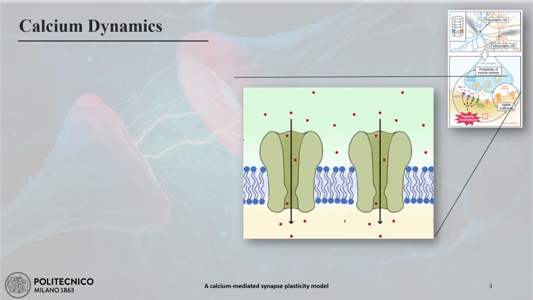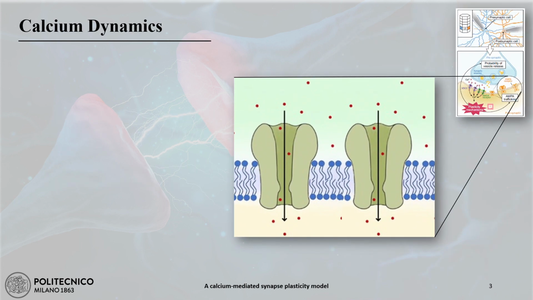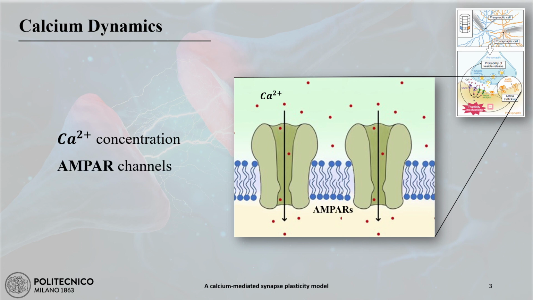As just told, the calcium dynamics is at the base of the model. More specifically, we address two main elements, the calcium concentration and the conductance of the AMPA synaptic channels, which will determine the final weights of the synapse. We used a set of 5 equations for describing 4 parameters.